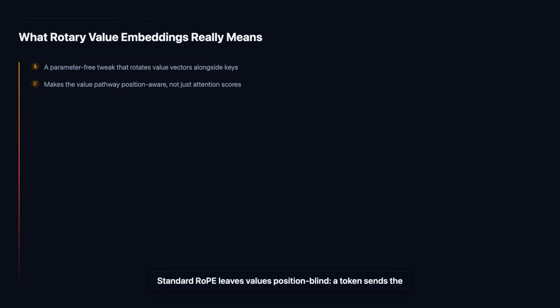Standard RoPE leaves values position blind. A token sends the same message regardless of distance. RoVE makes the kernel offset indexed, so the rotated value depends on the gap between query and key, finally making the value pathway distance sensitive.